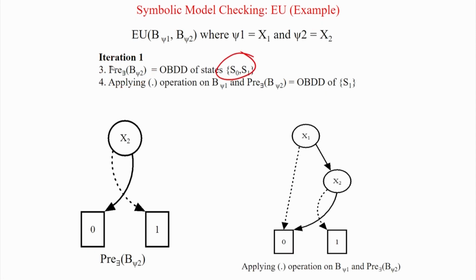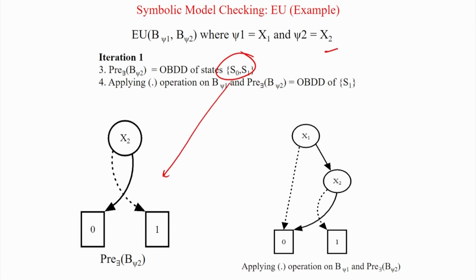Symbolically, you can compute the value of pre of S 2, that is the BDD of S 0 and S 1, that is the states. Psi 2 is x 2, that is state S 2. Pre of S 2 is S 0 and S 1, because there is a direct edge to this state, and we are going for an existential operation, so one path is enough. So, S 0 and S 1, this is the BDD corresponding to this one.